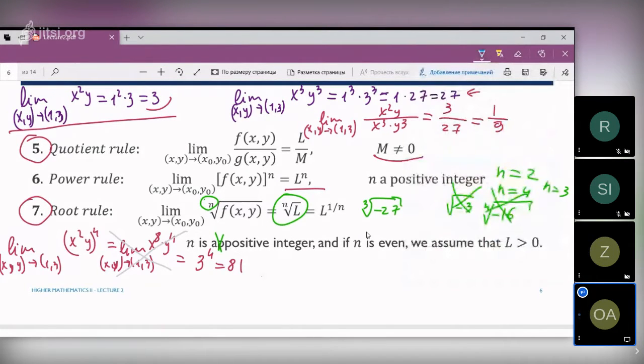Okay, one example for this one. Limit as (x, y) tends to (1, 3) of this function, x cubed y cubed on the third root, equals, we know how to calculate, we know the limit of this expression, it was 27, so the cube root of 27. This gives us 3.